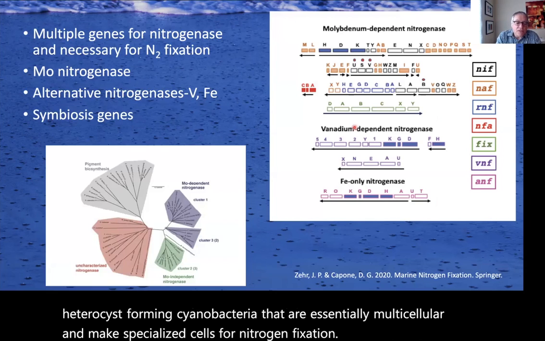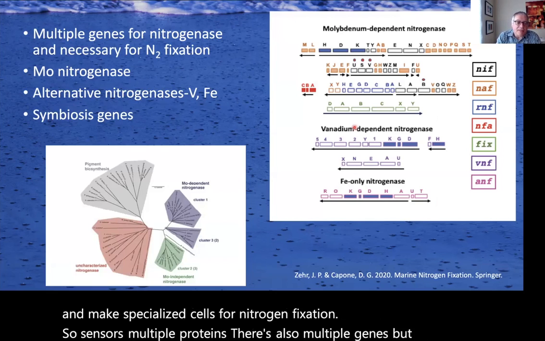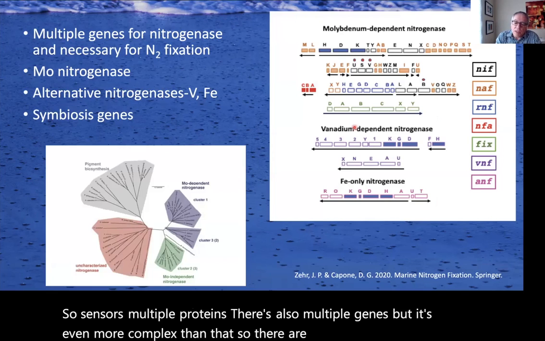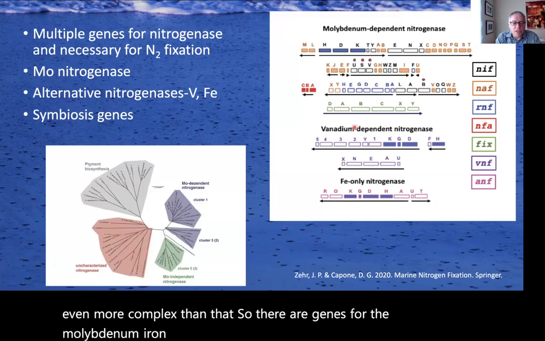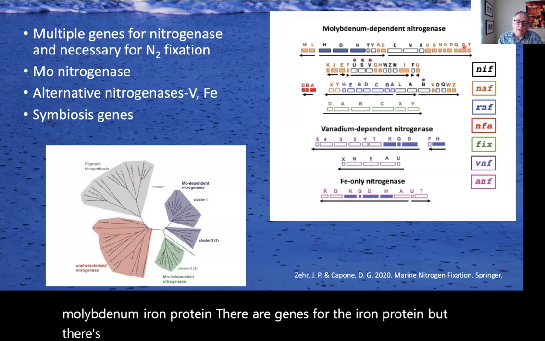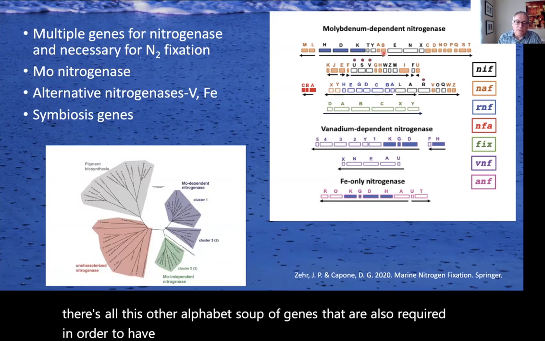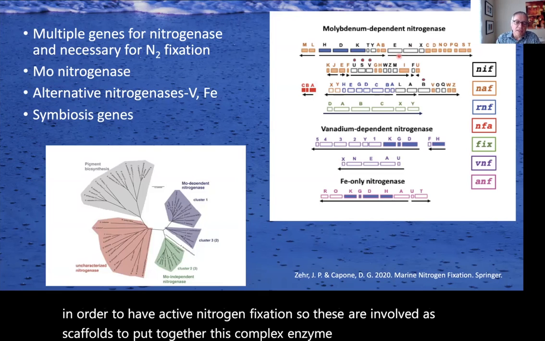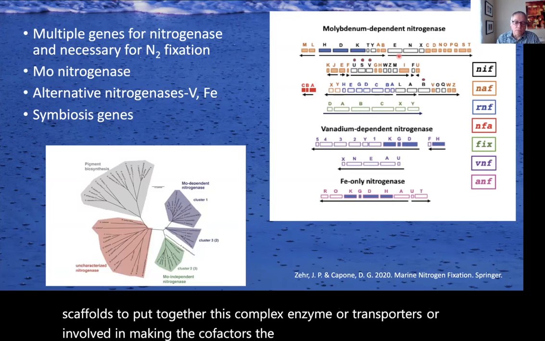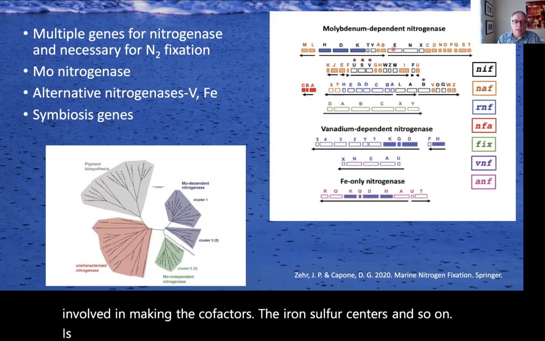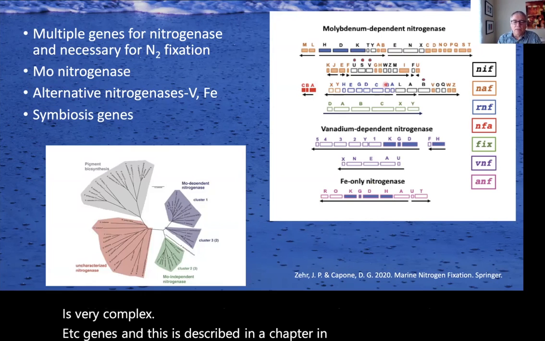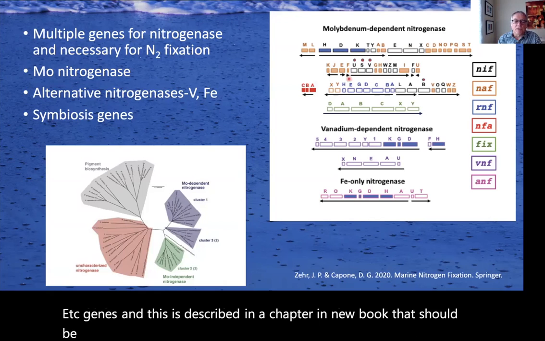So since there are multiple proteins, there are also multiple genes, but it's even more complex than that. There are genes for the molybdenum iron protein, there are genes for the iron protein, but there's all this other alphabet soup of genes that are also required in order to have active nitrogen fixation. These are involved as scaffolds to put together this complex enzyme, or as transporters, or in making the cofactors, the iron sulfur centers, and so on. It's a very complex set of genes, and this is described in a chapter in a new book that should be coming out this year. There are many different papers you can read about this if you're interested.